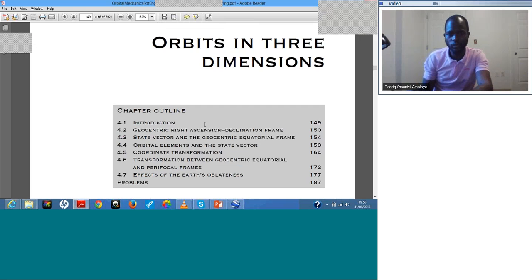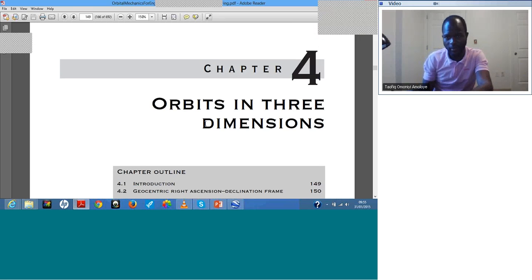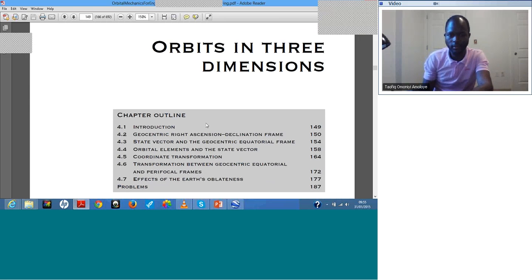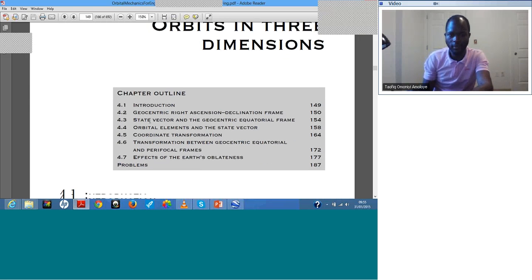So we see that of course the chapter that we are on is chapter 4, and it's orbits in 3 dimensions. That's the outline of the chapter: introduction, geocentric right ascension declination frame, state vector and the geocentric vectorial frame, orbital elements and state vector, coordinate transformation between geocentric, equatorial and perifocal frames, effects of the Earth's obliqueness.